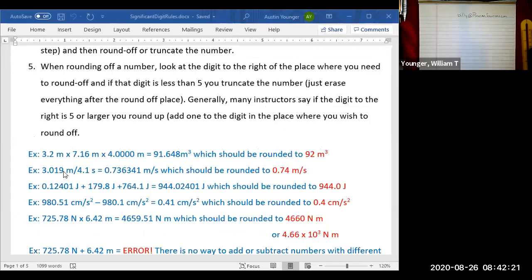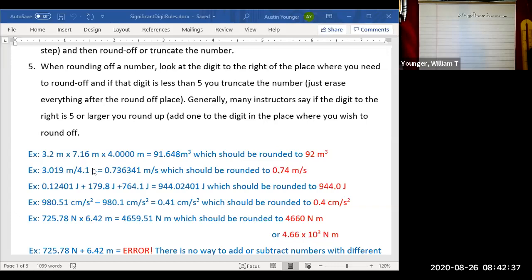When I divide, the same process. This time I got 4 SigFigs and I got 2, so I'm going to have to round the answer to 2. Notice in this case, I'm dividing meters by seconds, so the result comes out meters per second. So the answer is 0.74 meters per second.